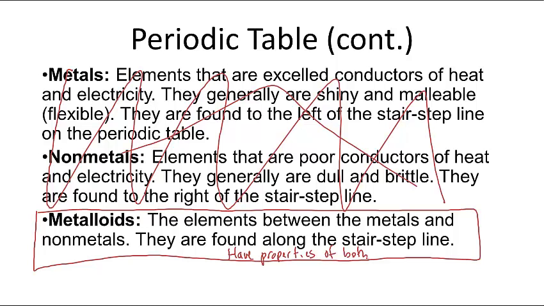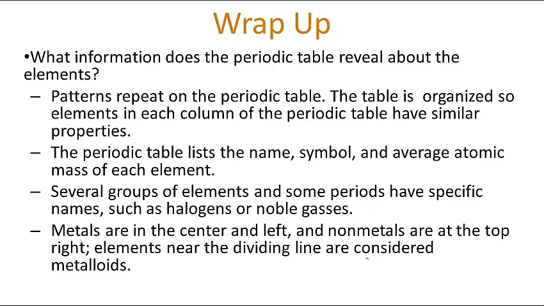Okay, so this is our last lecture before the quiz on this material. So wrapping up this lesson, the question we studied was, what information does the periodic table reveal about the elements? You get patterns that repeat on the periodic table. It's organized so that the elements in each column have similar properties. The periodic table lists name, symbol, and average atomic mass. Also, it lists the atomic number. On our periodic tables, it also has something called electronegativity, which is a long, scary word, and a confusing concept, but one we'll get to.